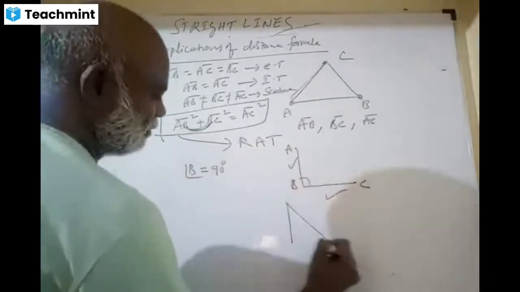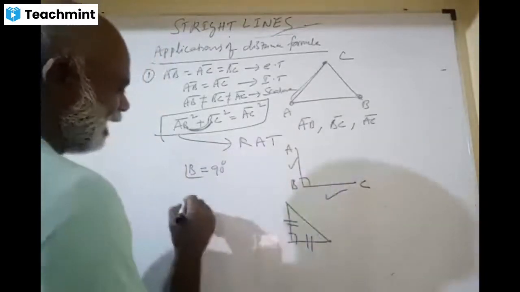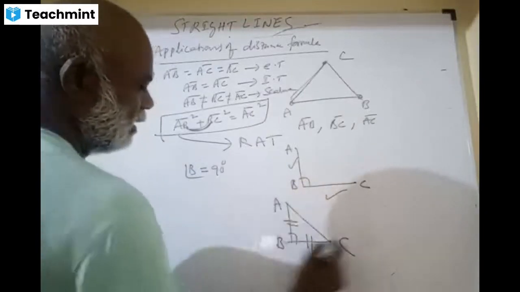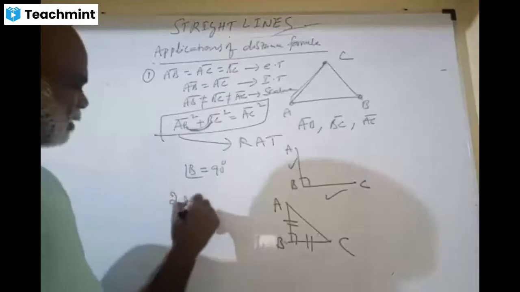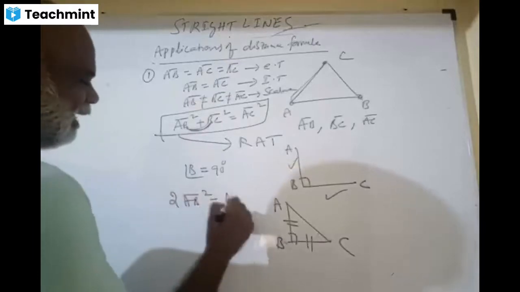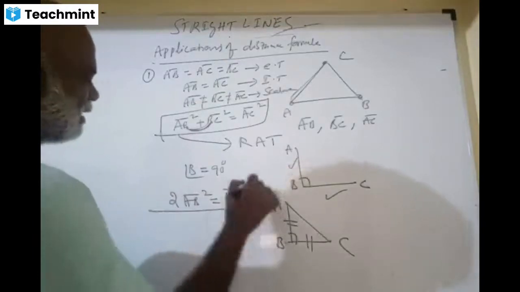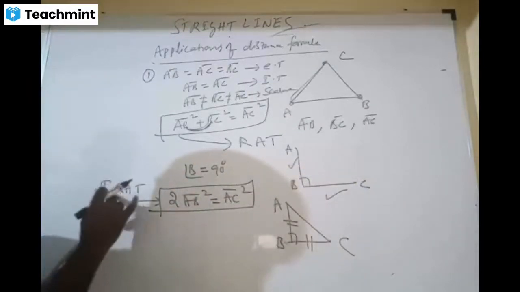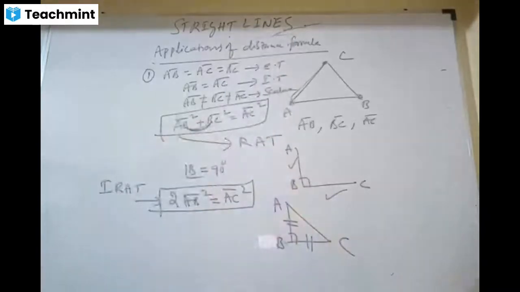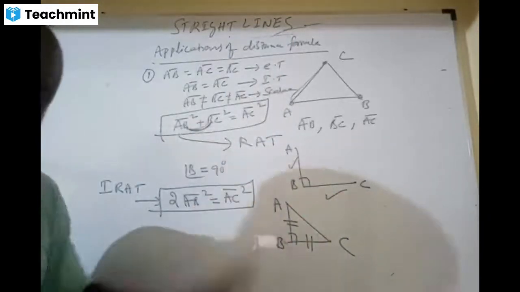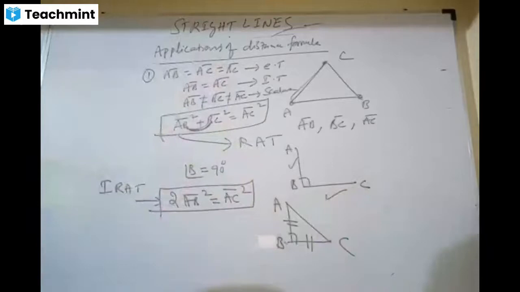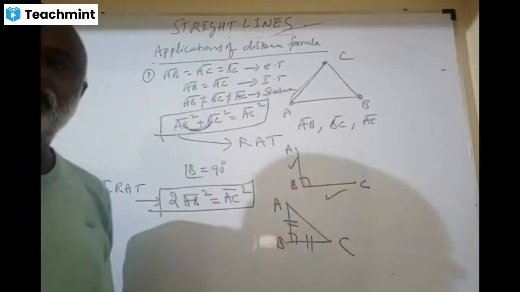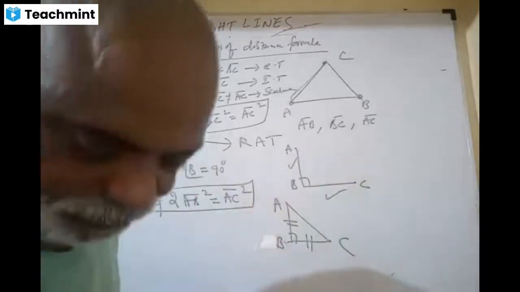Suppose if these two are equal, then once again B only, AC. So I can write 2AB square equal to what, ma'am? AC square. This is called what, yes? IRAT, ma'am. IRAT, isosceles right angle triangle, yes. Okay? These are all we learned in the 10th standard. Second application of distance formula.